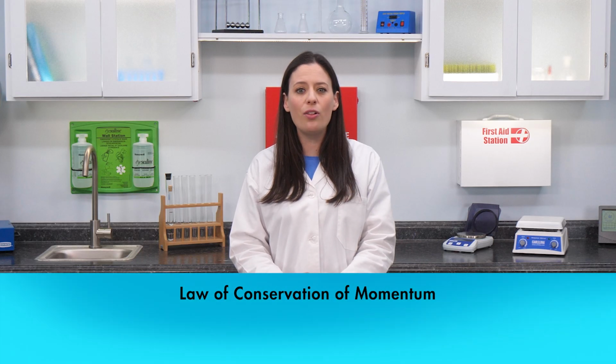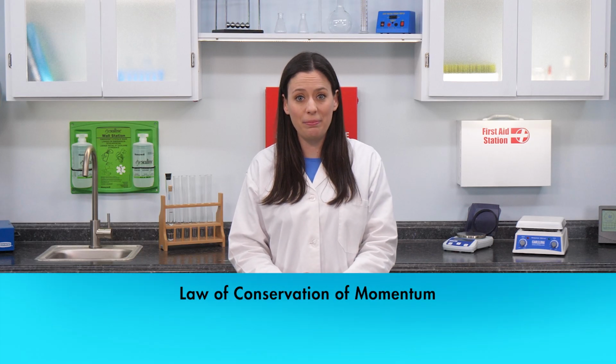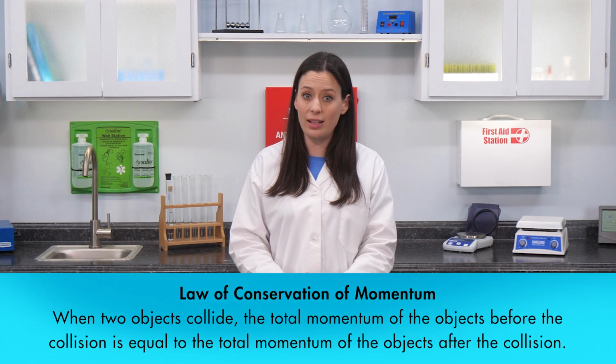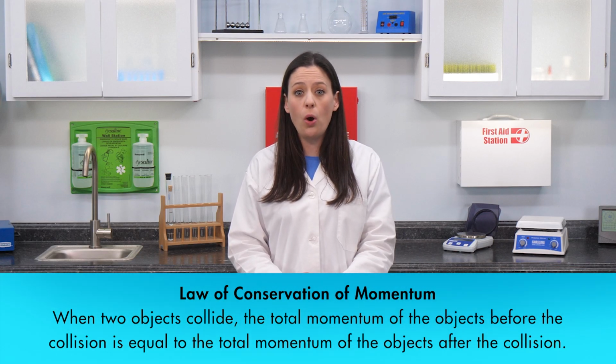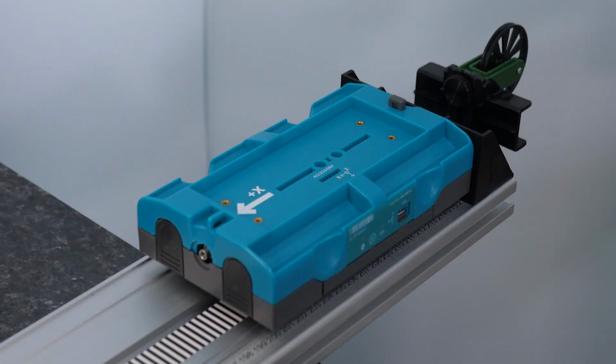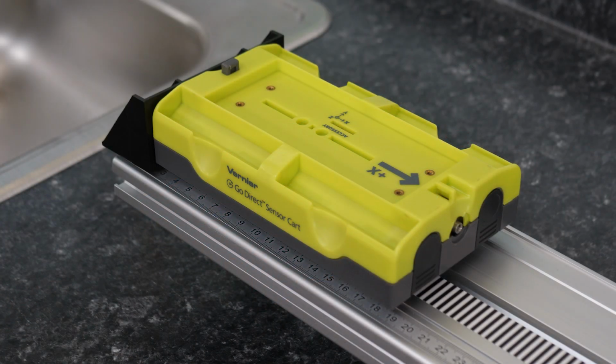This is called the law of conservation of momentum, which states that when two objects collide, the total momentum of the objects before the collision is equal to the total momentum of the objects after the collision. We will use dynamics carts to test the law of conservation of momentum. For our first experiment, we set the dynamics carts at opposite ends of the track. Cart A has a mass of 0.25 kilograms.